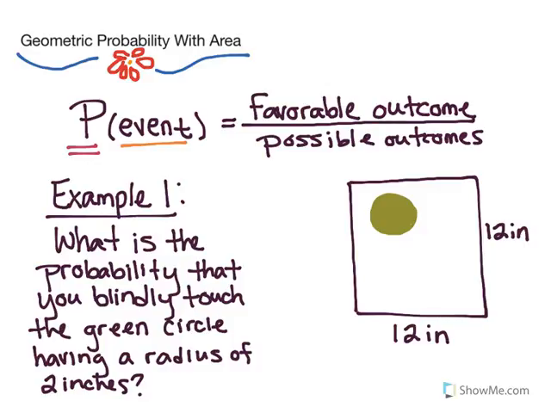So we have to first identify what we're looking for, and again, we're trying to find the probability of the green circle out of the entire square. It's important to know the radius of the circle, otherwise we cannot determine the area. So in the circle, I'm going to draw the radius, and it has a radius of 2 inches. And we have to first of all determine the favorable outcome. In this case, the favorable outcome is the area of the circle.